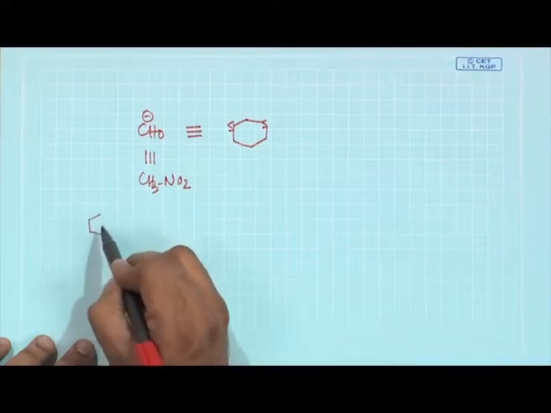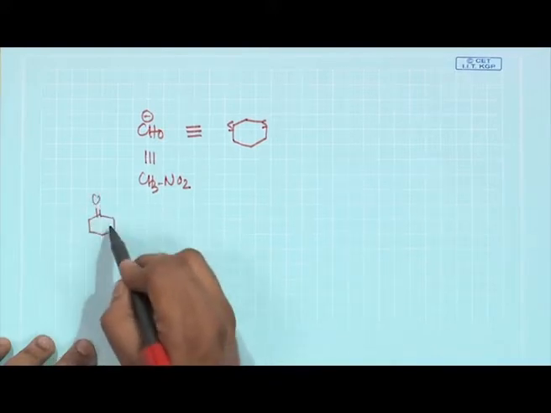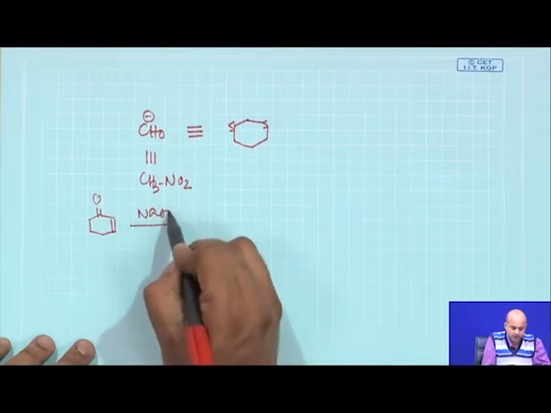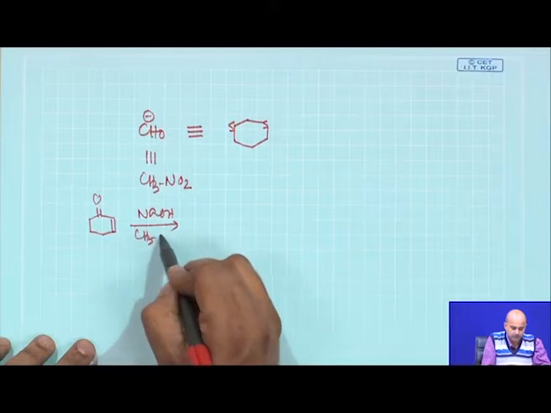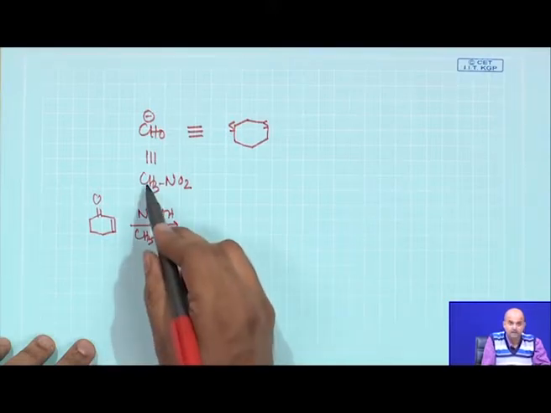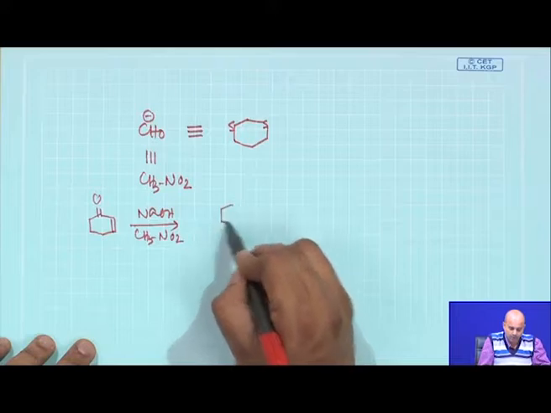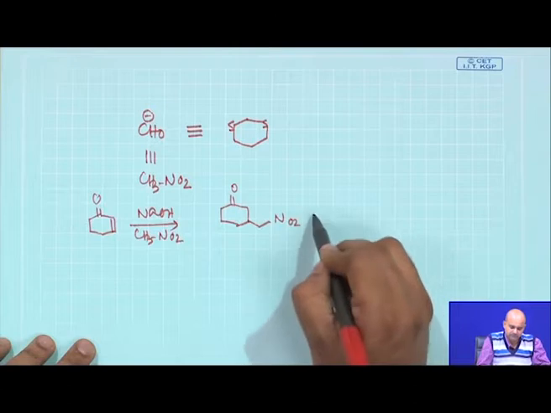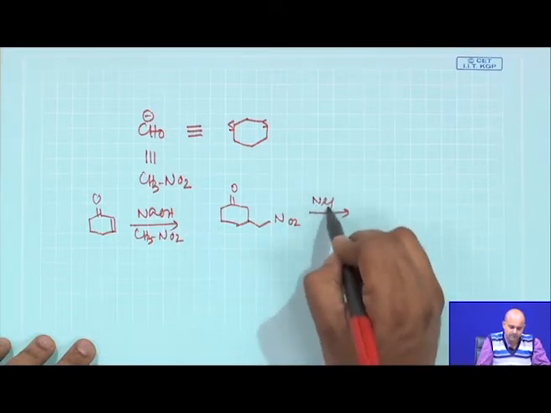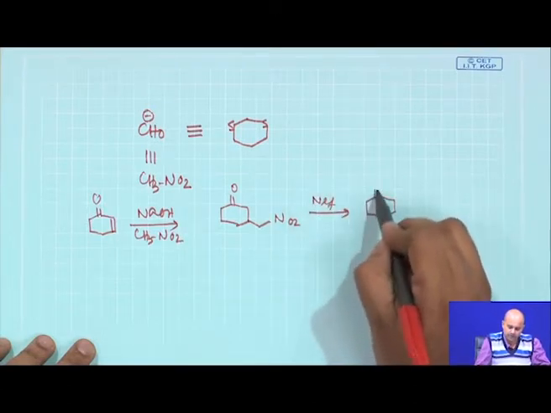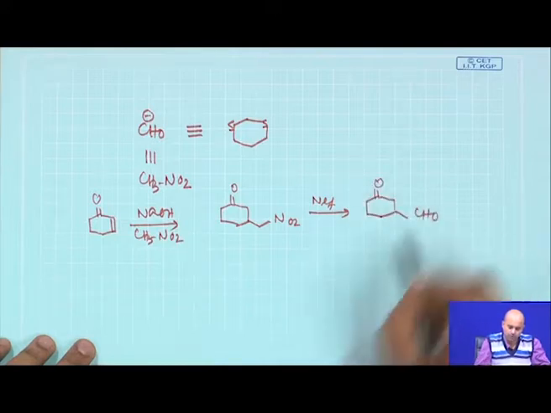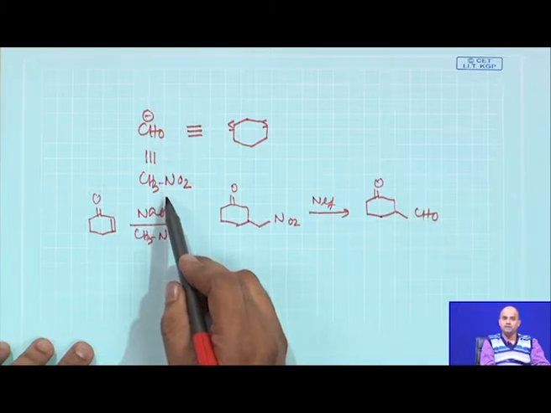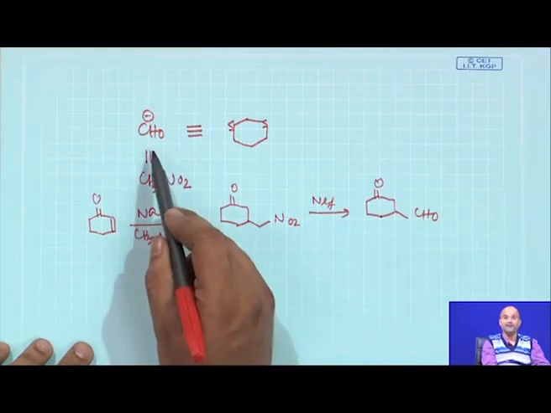Now, come to the real system we initially proposed, which is cyclohexenone. First take a base, sodium hydroxide, and react with nitromethane. Nitromethane will generate the anion and it will undergo Michael addition. Now, the Nef reaction we have already talked about. So, this reaction will now give you CHO. So, nitromethane can potentially be considered a synthetic equivalent of a formyl anion.